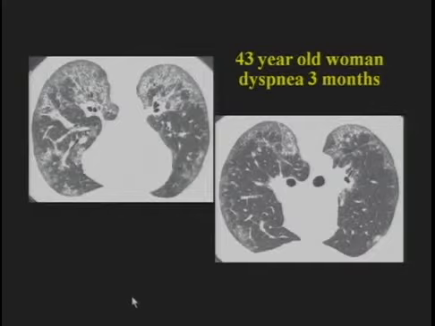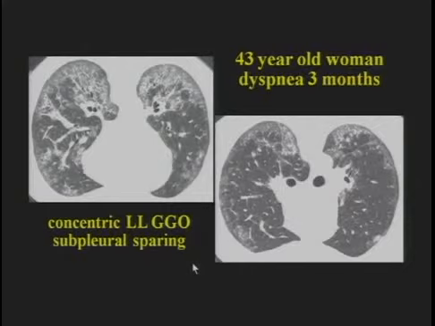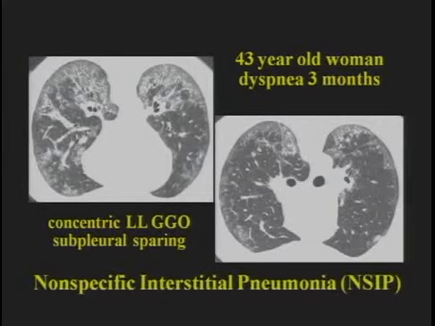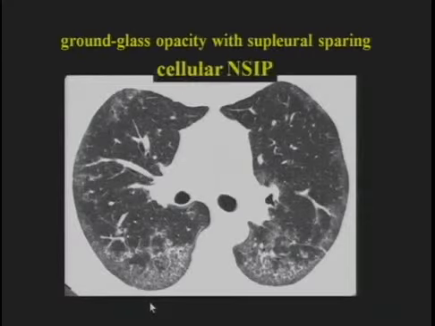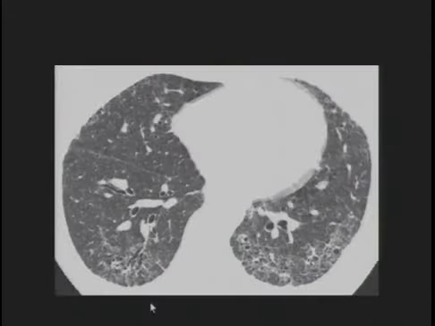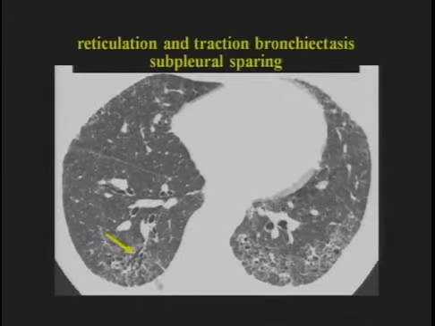Prone scans show ground glass opacity with a peripheral lower lobe predominance, but notice that the immediate subpleural lung is less abnormal than lung a couple centimeters away. That is subpleural sparing. That is a finding that is very, very highly predictive for NSIP. And this is concentric lower lobe ground glass, subpleural sparing, nonspecific interstitial pneumonia. Another patient looks just the same. A little bit of reticulation and ground glass opacity in the peripheral lung and posterior lung, but notice subpleural sparing. Classic NSIP.